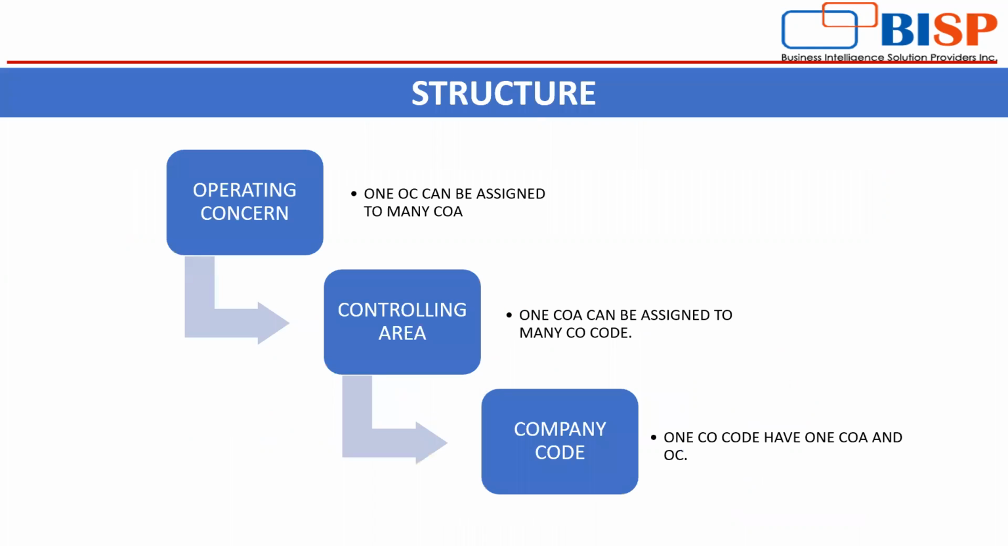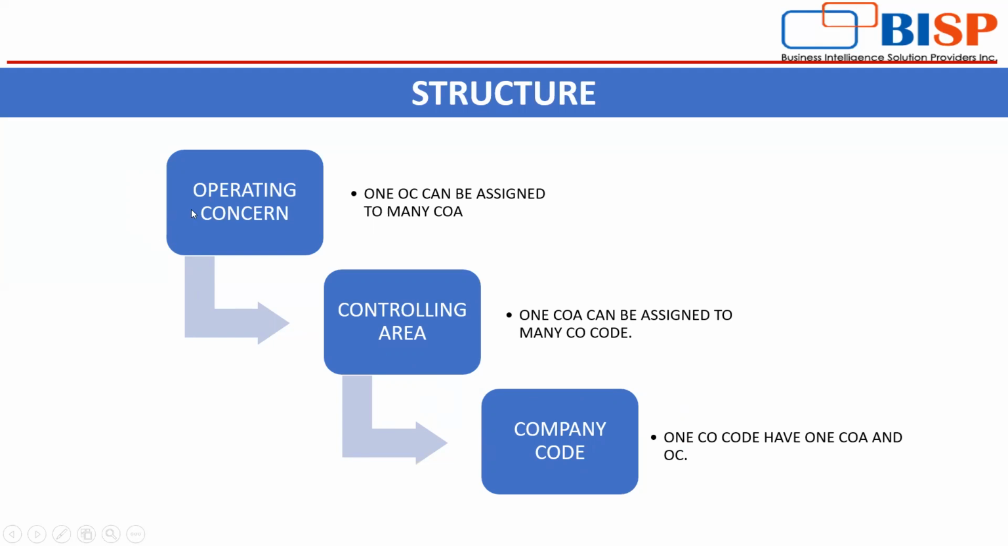So the structure says we have an operating concern. This operating concern is a mandatory basic setting, and the operating concern is the highest of the hierarchy structure. So under the operating concern we have the controlling area, and under the controlling area we have the company code. That means the company code is the smallest node under this hierarchy.